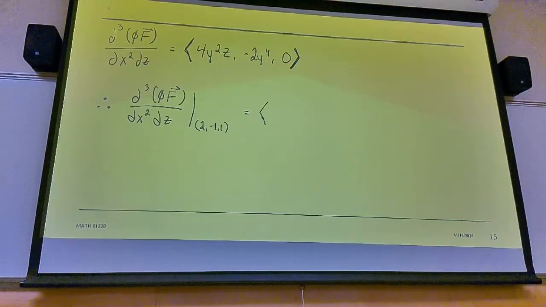Well, the good news is no component has x. That makes this easy. Just 4, negative 2, 0.